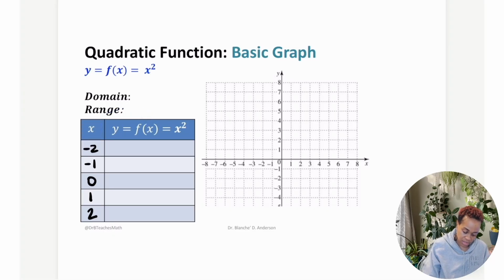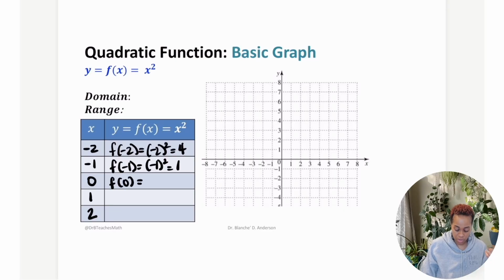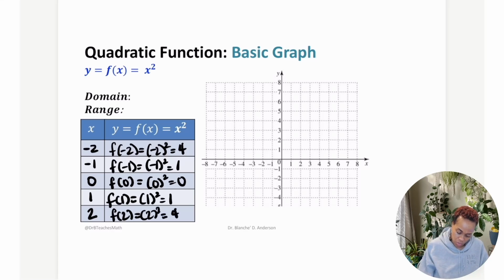So f of -2 would be equal to -2 squared, which is 4. And then f of -1 would be equal to -1 squared, which is 1. And then f of 0 would be equal to 0 squared, which is 0. 0 squared is 0, right? And then f of 1 would be 1 squared, which is 1. And then, of course, f of 2 would be 2 squared, which is equal to 4. Sorry, that was sloppy.